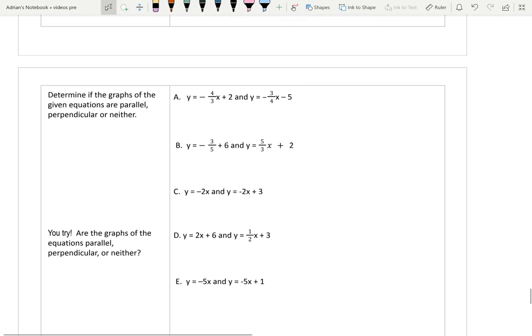Okay, so now we're going to look at some examples, and we're going to determine, are these parallel, perpendicular, or neither, by just looking at the slopes. Here, my slope is negative 4/3, and then here it's negative 3/4. Well, right off the bat, they're both negative. So I know that they can't be perpendicular. But they're also not exactly the same, so they can't be parallel. So that means that they are neither.